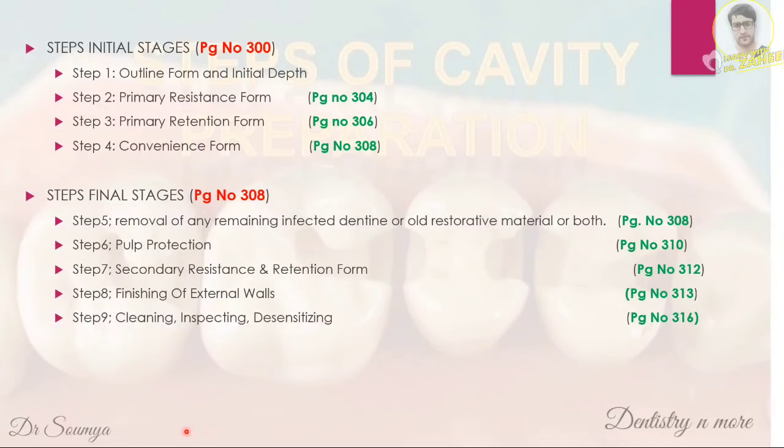So these are the steps of the initial and final stages of tooth preparation. You must all be familiar with all these 9 steps. So I'm going over to the first stage, which we are all familiar with: the outline form and initial depth.